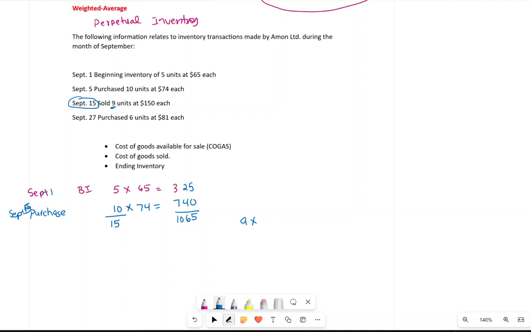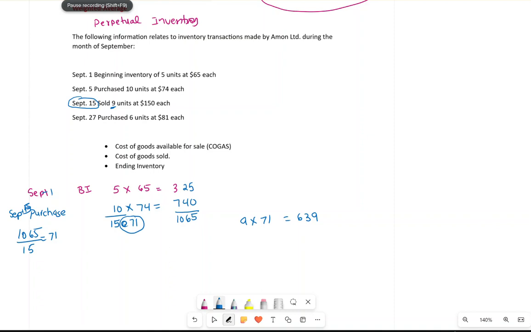How do I calculate it? You're gonna take 1065 divided by 15, gives me $71. So my weighted cost for this inventory is $71. So that's what you're gonna do. You could do it at the side. 1065 divided by 15 gives me 71. I will sell the 9 units at $71. So the cost of goods sold is $639.